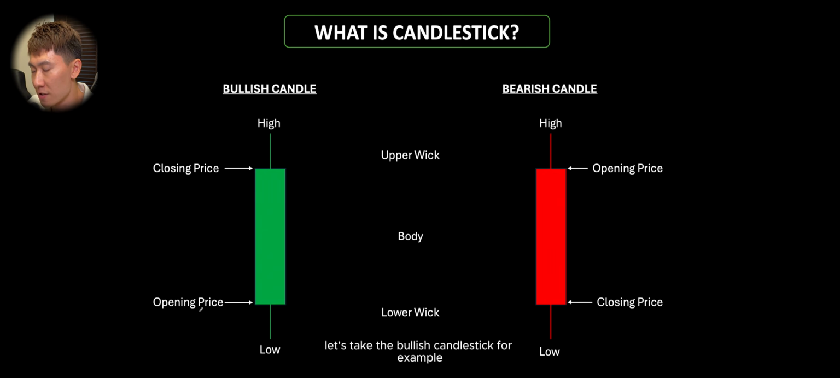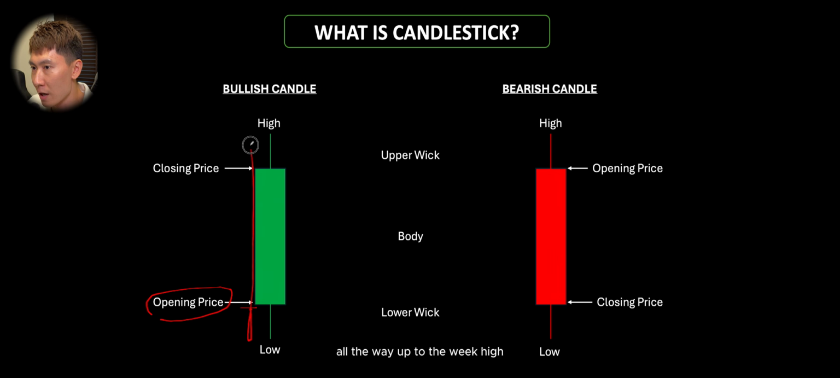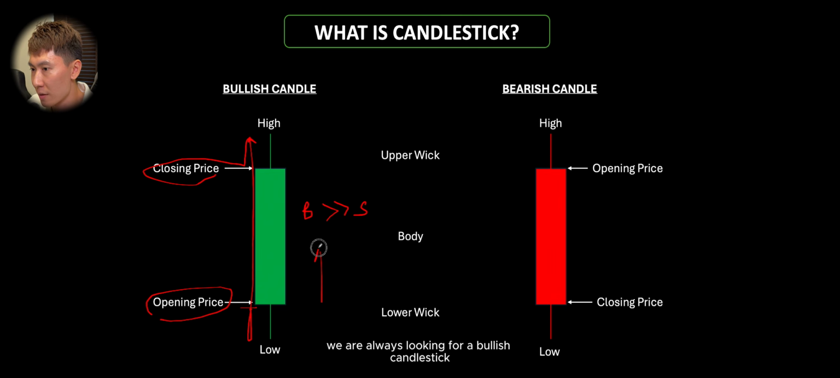Let's take the bullish candlestick for example. The price essentially opens at the bottom of the body, and sellers came in and pushed the price all the way to the wick low. However, a lot of buyers came in at this price and managed to push the price all the way up to the wick high. Eventually, some of the sellers came in and managed to push the price down to this closing price. What it essentially means is that buyers are much more than sellers in this bullish candlestick. And if we want to buy a stock, we are always looking for a bullish candlestick breakout.